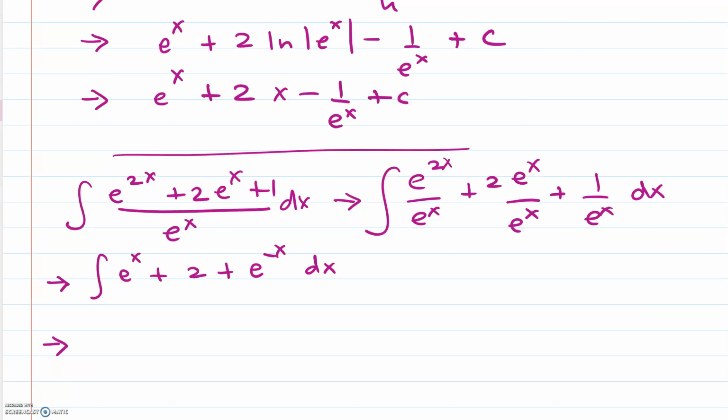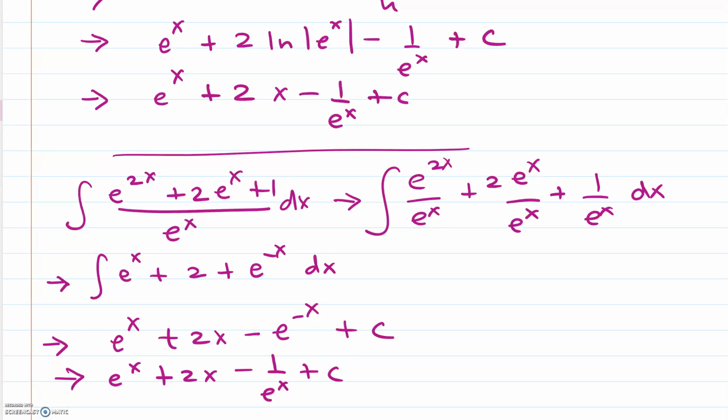So this was the term by term integration. This is going to give e power x plus 2x minus e power minus x plus c. Which is going to be e power x plus 2x minus 1 over e power x plus c, which is the same answer we got here. So if you can simplify the expression, you don't need the substitution rule here. Okay, let's do problem number 9.